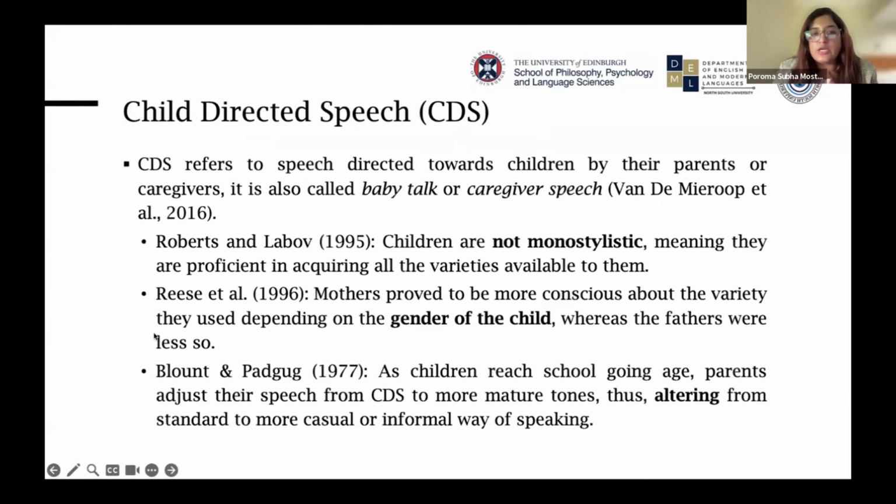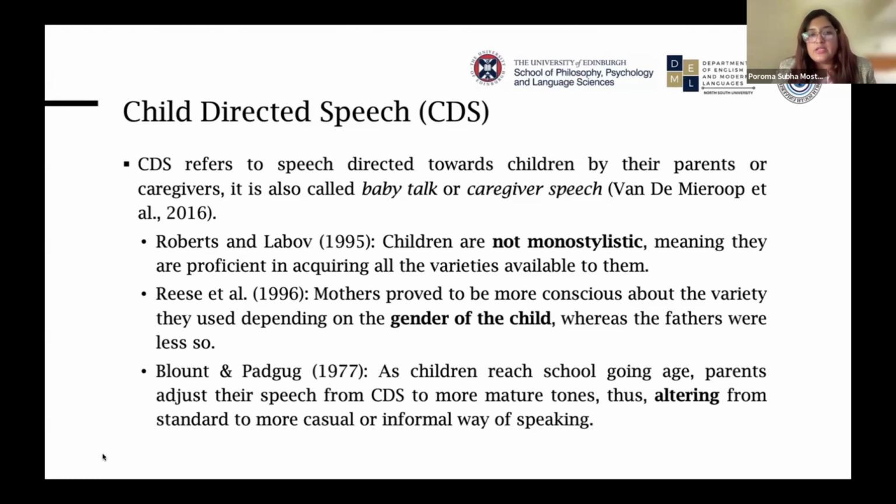Then we mainly focused on child-directed speech. Child-directed speech is essentially when the speech is directed towards children by their parents or caregivers. It can be anyone around them, as long as the child is the direct referent of the speech and not anyone else.